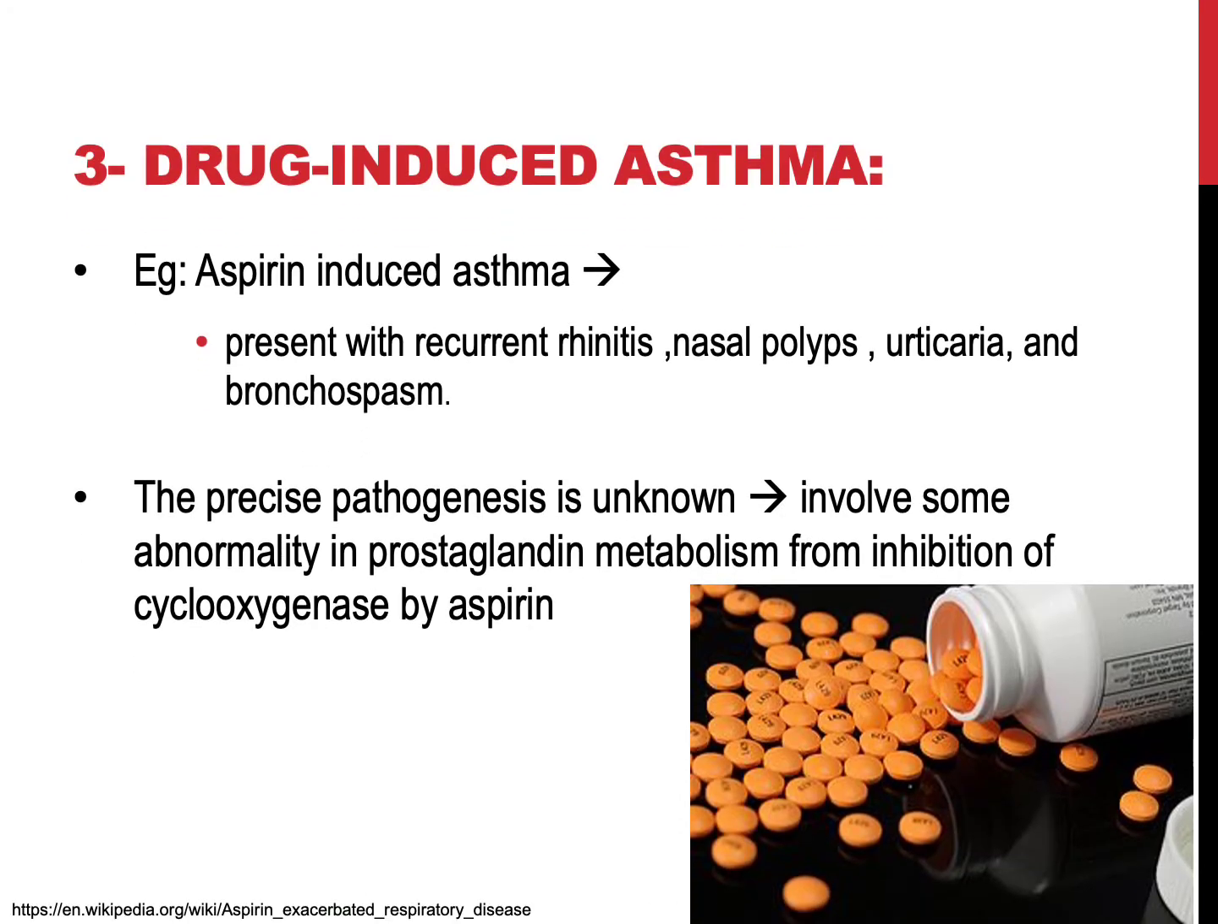The third type is drug-induced asthma. Several drugs can provoke asthmatic attacks. However, aspirin is considered the most striking example. Patients with aspirin sensitivity present with recurrent rhinitis, nasal polyps, urticaria, and sometimes bronchospasm. The precise pathogenesis is unknown, but it's likely to involve some abnormality in prostaglandin metabolism from the inhibition of cyclooxygenase by aspirin.